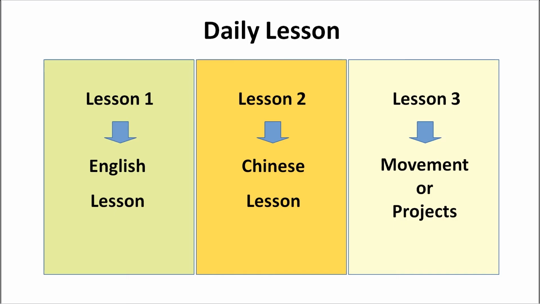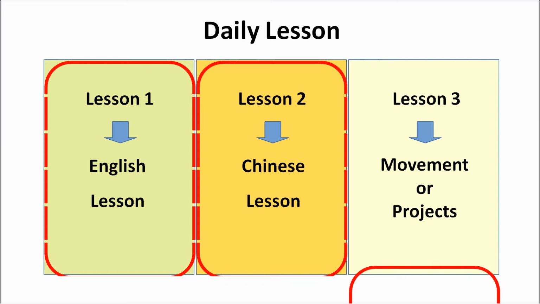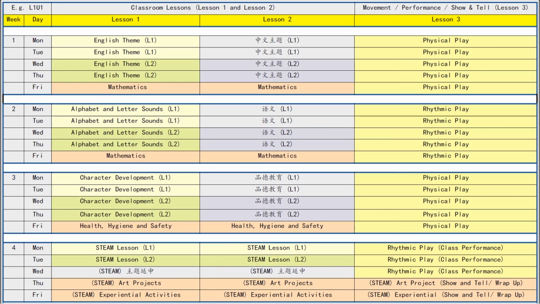As this is a bilingual program, the first 2 lessons are devoted to English and Chinese lessons. They are to be taught by the English teacher and the Chinese teacher respectively. The third lesson of the day is usually movement activities such as physical play, or music and movement. This lesson can also be used for project work and student presentation at the end of each unit. Based on this general guideline, the lesson timetable for each unit may look like this.